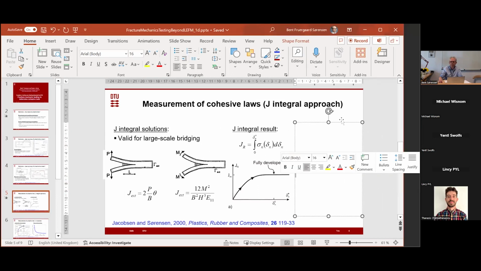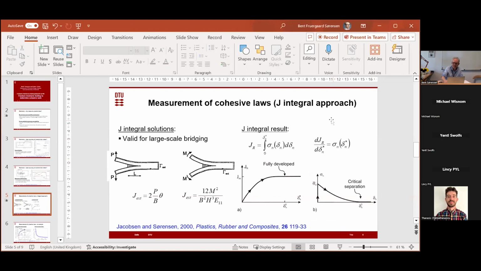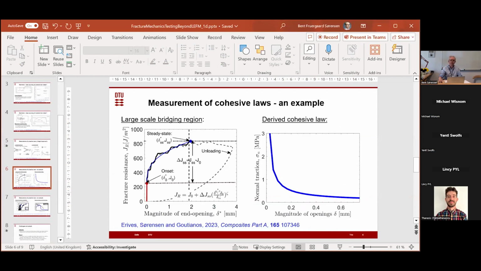And I would like to move this one now here, if I can. If we differentiate the equation with respect to the end opening, we actually get the traction separation law. So if we measure the fracture resistance as a function of end opening, we can differentiate this relation and get the traction separation law. And this is something we have been doing.